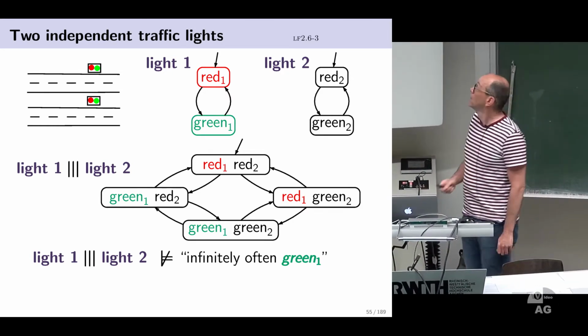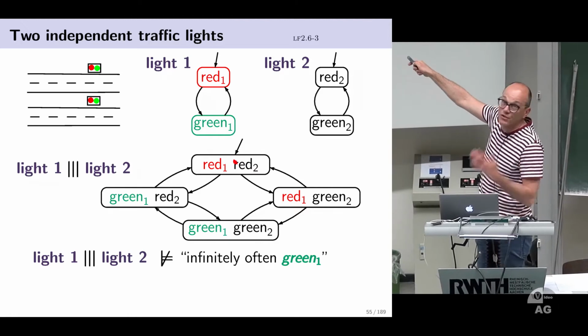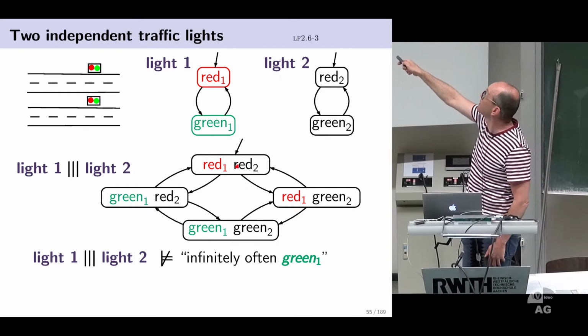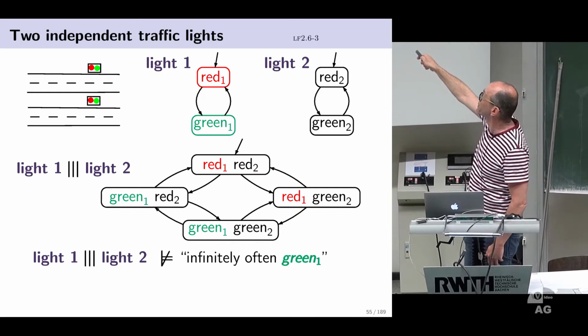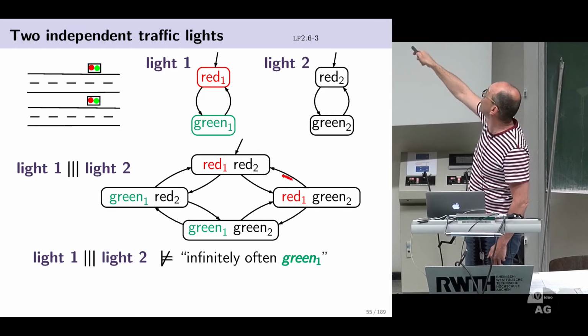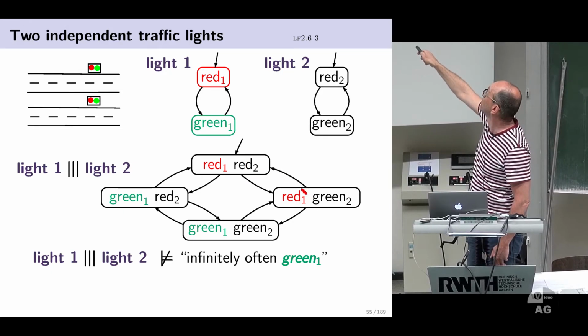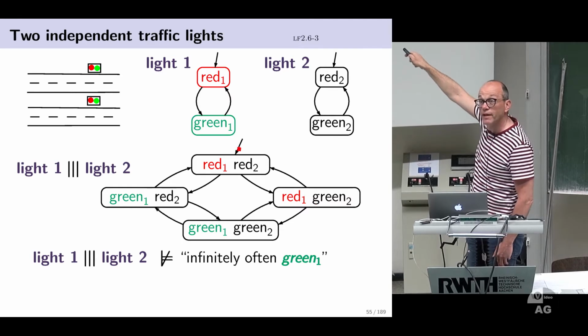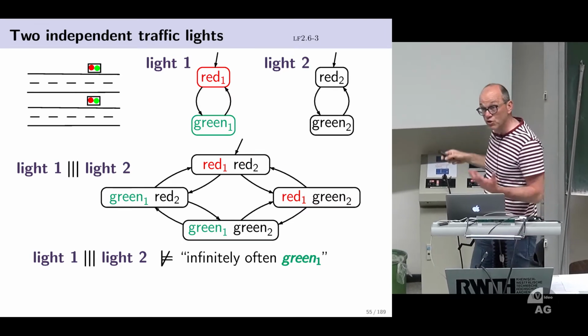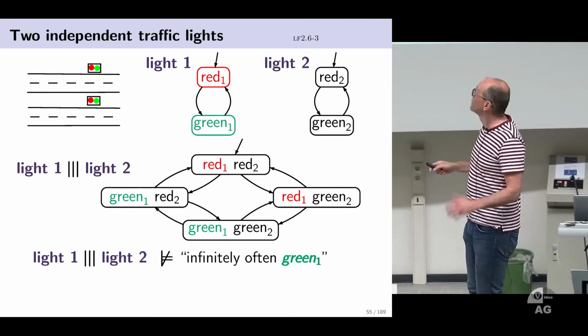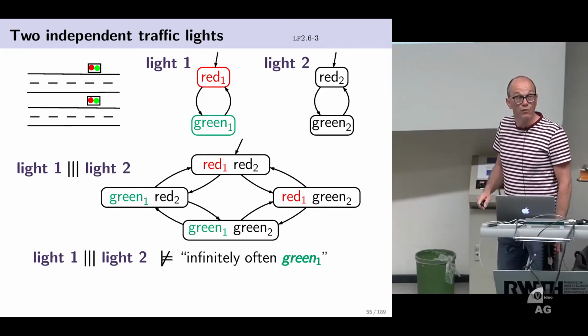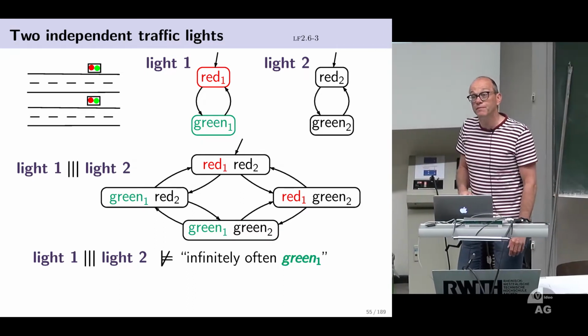Why not? Well, you can start here. That's the only option to start, so we should start here. Then we could, for instance, go here, right? And then we go back. We go here, and we go back. We go here, and we go back. This is a possible behavior, right? Actually, the green light will never become green then.